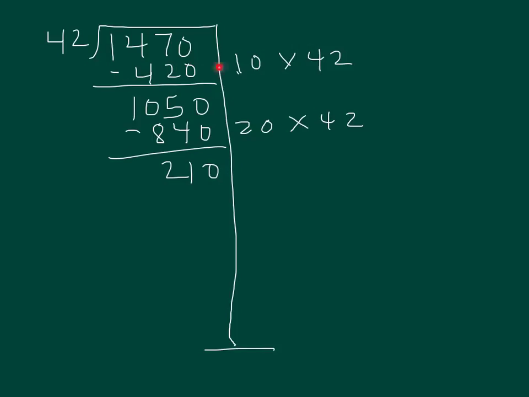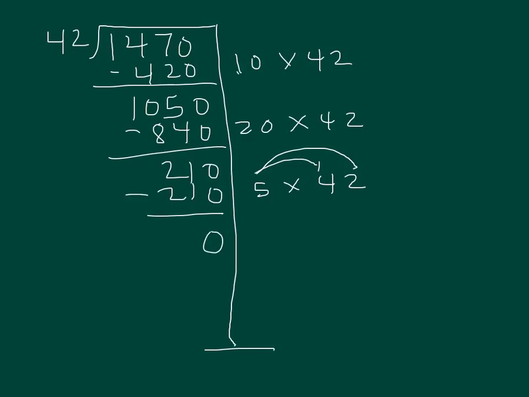If 10 times it is too much, now I may go down and try something like my tens. I could do it by tens, or I can try another number. Let's try 5 times 42. 5 times 2 is 10, carry my 1, and 5 times 4 is 20 plus 1 is 21. And I terminate with a 0.